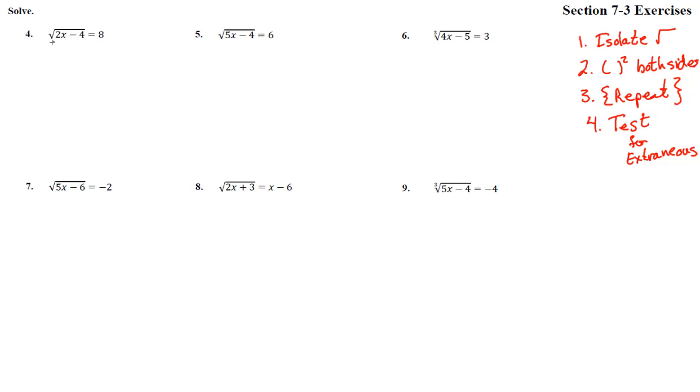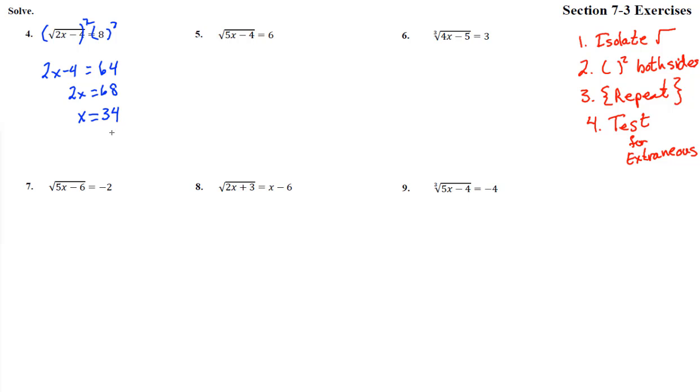Okay, number 4, isolate the square root. Got it. Square root is now by itself. So square both sides. And if you square a square root, it just becomes 2x minus 4. We're good there. Equals 64. Now we can solve. Add 4 to both sides. 2x equals 68. And divide by 2, we get x equals 34.